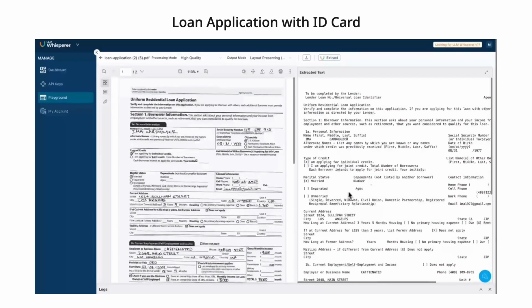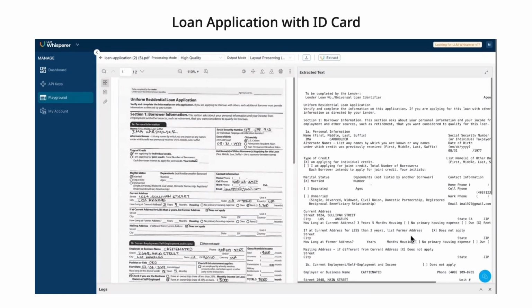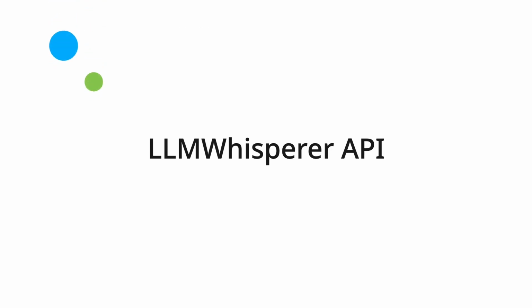Now, if you compare this with the raw extracted text on the right, you'll see how LLM Whisperer handles it effortlessly. Handwritten inputs are accurately captured, checkboxes are correctly identified, and even the skewed ID card is extracted with layout intact. These are just a few examples of the wide range of document types and layouts LLM Whisperer can handle with precision. You can also access LLM Whisperer via API for seamless integration.